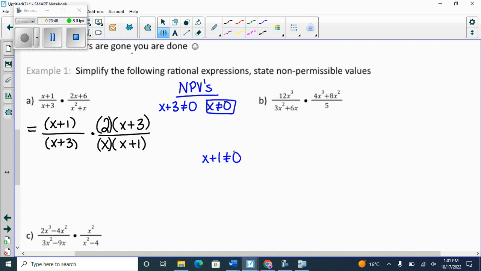Now the x plus 3 can't equal 0. What do I have to do? Subtract 3. So I get x can't equal negative 3. That one's done. And then I get minus 1. X can't equal negative 1. So step 1, step 2, there are only 3 steps. Ready for the third one?